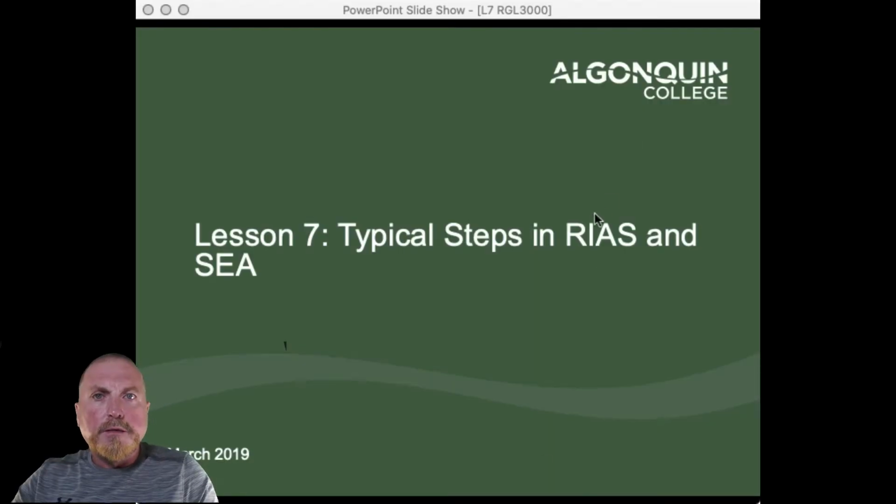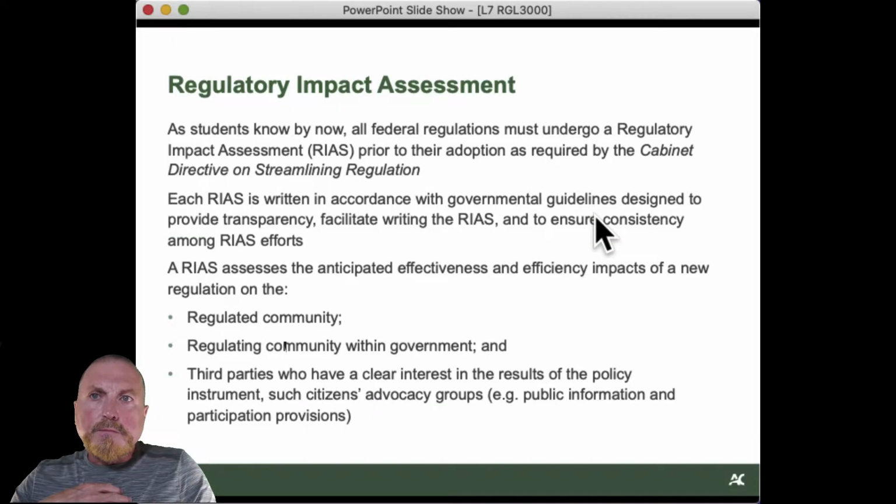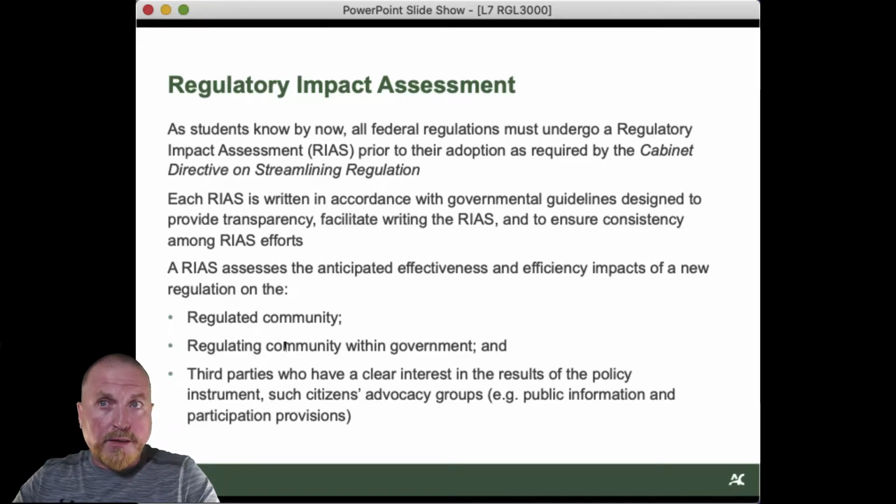All right. So we know that all federal regulations, just to recap after our week off, must undergo a regulatory impact assessment prior to their adoption as required by the Cabinet Directive on Streamlining Regulation. Now, the way this would typically work is that a RIAS statement would be produced that would be posted with notification in Gazette 1, notification that the government is proposing to proceed with a regulation. We would see accompanying that would be a RIAS statement.